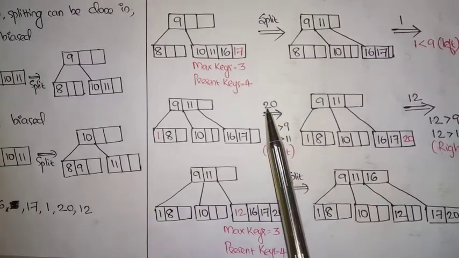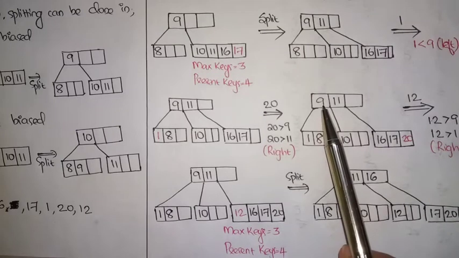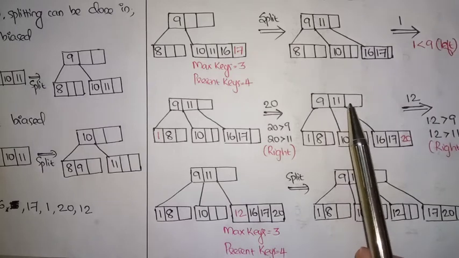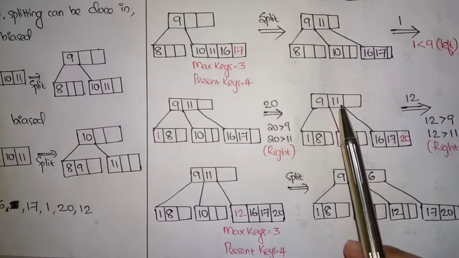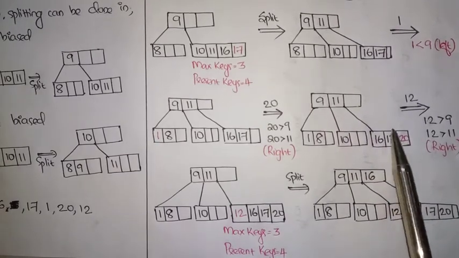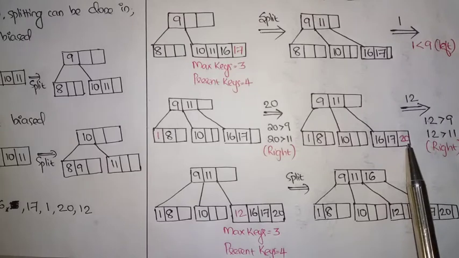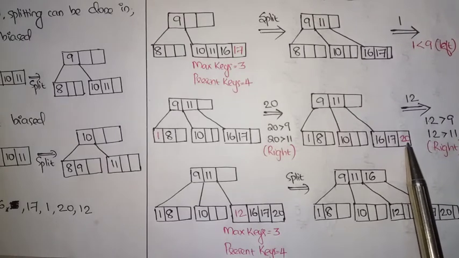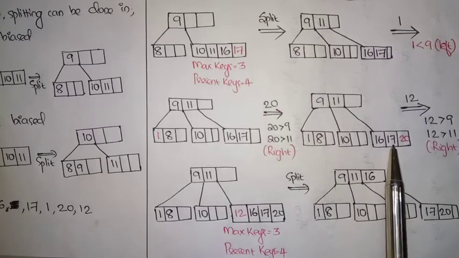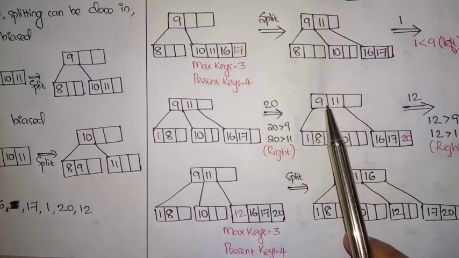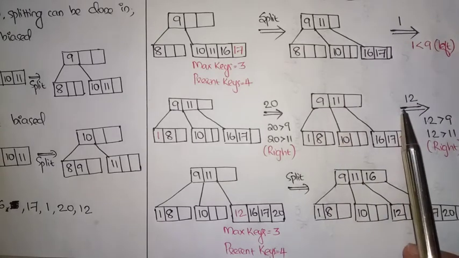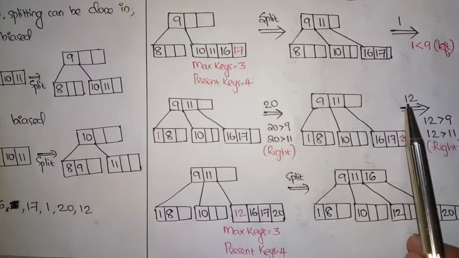So the next key is chosen to be 20. Since 20 is greater than this 9 and 20 is also greater than the next key 11, 20 will be placed in the right child of 11, that is along with 16 and 17 in this particular node. So I insert this 20. Since this is not at all violating our condition, here the keys become 3. Maximum keys can be up to 3. So this is not violating our condition. So we can go with the next key value, that is 12.